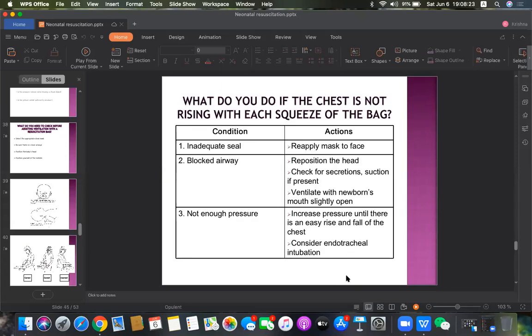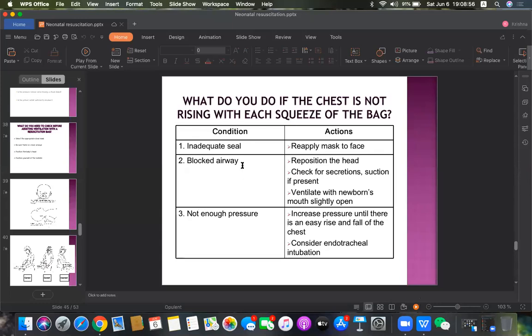Now some points are still left behind. Okay, we are coming towards the end of the topic now. Now what to do if the chest is not rising with each squeeze of the bag? What's the problem there? What can you do during that time? Now as a doctor, I need to know certain things. Maybe there is inadequate seal formation on the mouth and nose of the baby. Maybe the air is leaking from there. So you reapply the mask again to the face. That is quite easy to do.